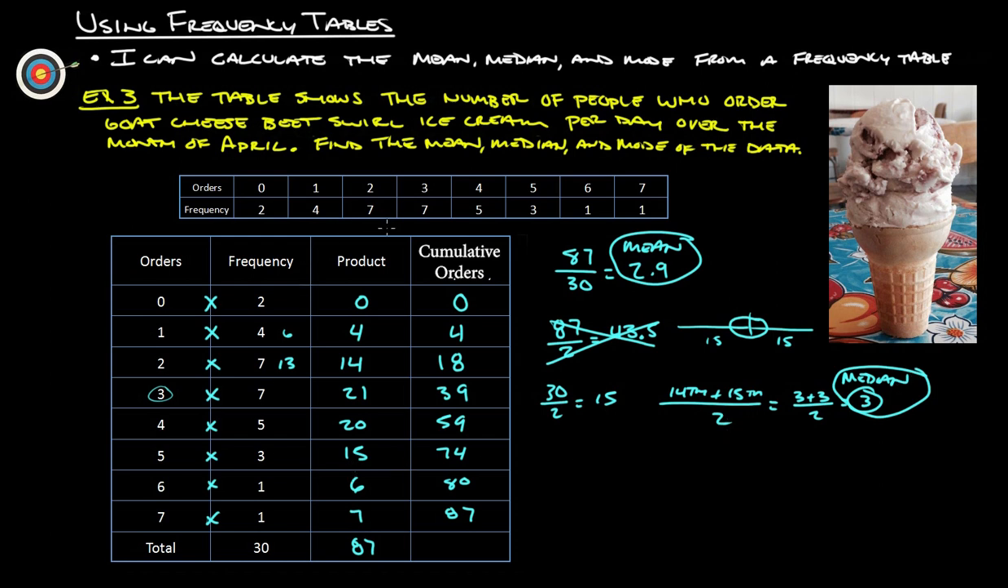And then the mode is the one that happens most often. So we can simply look here, and we can see that both 2 orders and 3 orders are both the mode. So 2 and 3 is the mode. Those are the ones that happen most often.